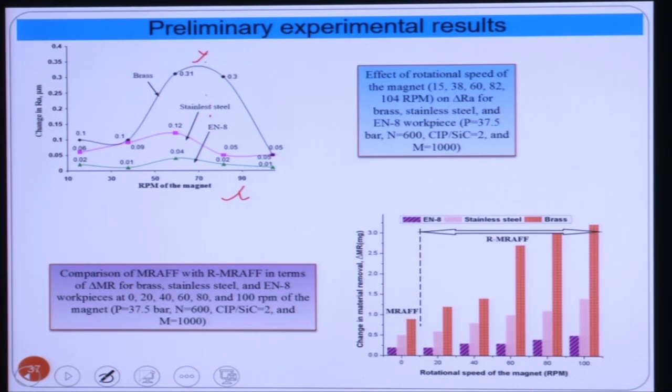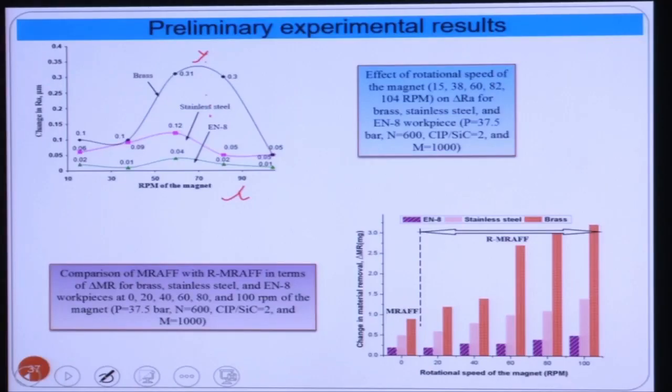With the increasing rotational speed of the magnet, what happens? Your centrifugal force increases, so indentation into the workpiece surface increases. Also your tangential cutting force increases. And with higher RPM, these abrasive particles cover more area of the workpiece surface. So that's why your change in RA increases with the increase in the RPM of the magnet.